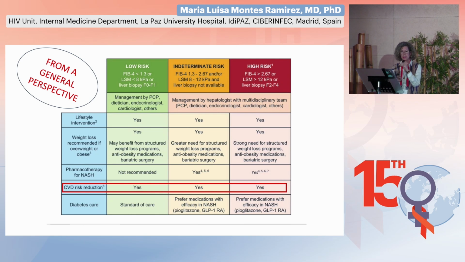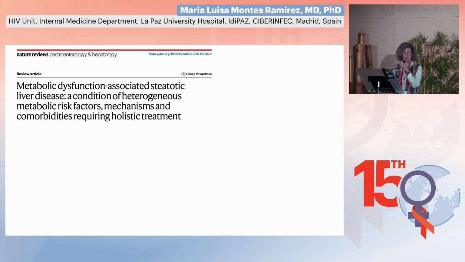The general perspective is for everyone, as well as lifestyle interventions, weight loss recommendations, or pharmacotherapy for NASH. The reduction of cardiovascular risk is a fundamental goal. As you know, cardiovascular disease is the most important cause of morbidity and mortality in the population with MASLD, with or without HIV infection.